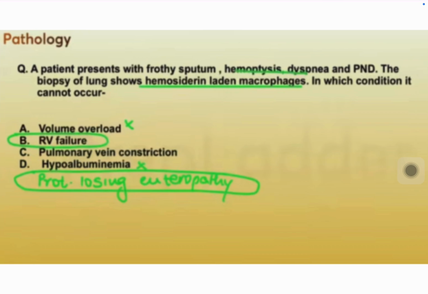A patient presents with frothy sputum, hemoptysis, dyspnea, paroxysmal nocturnal dyspnea. The biopsy of the lung shows hemosiderin-laden macrophages, and you had to tell all except where you do not see this condition. And the answer is protein losing enteropathy. That was in the option. All the other volume overload, RV failure, and pulmonary vein constriction, you will have this picture, but not in protein losing enteropathy.